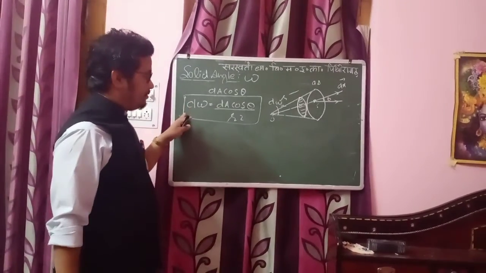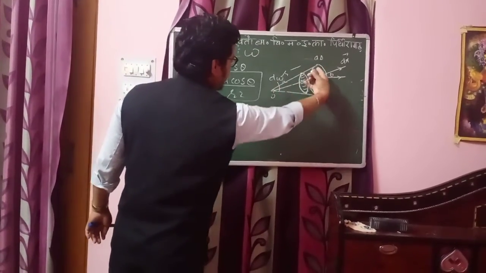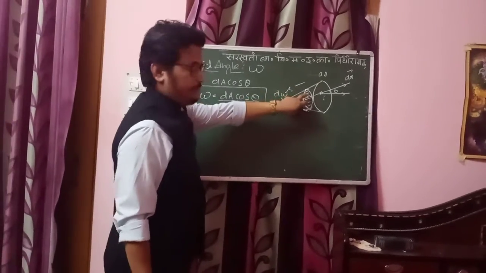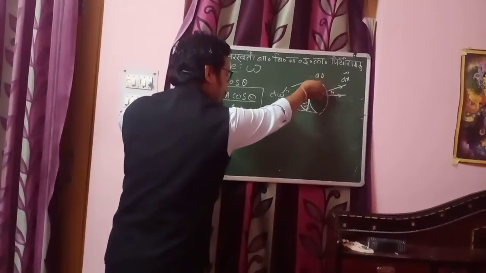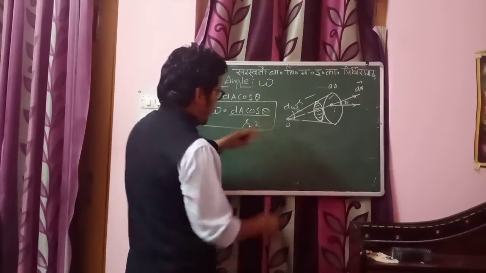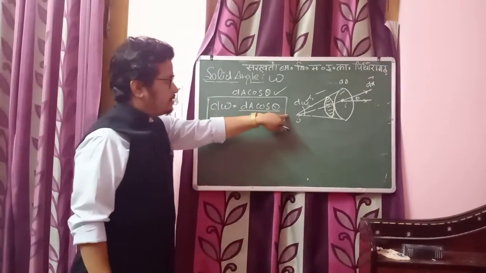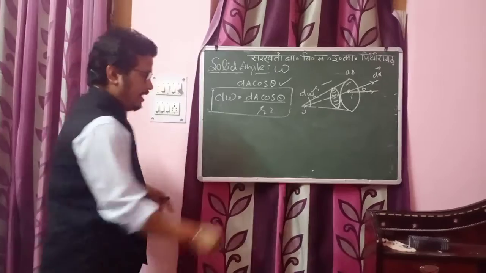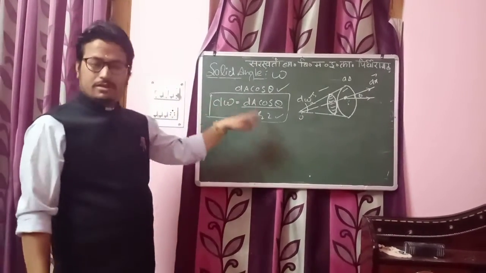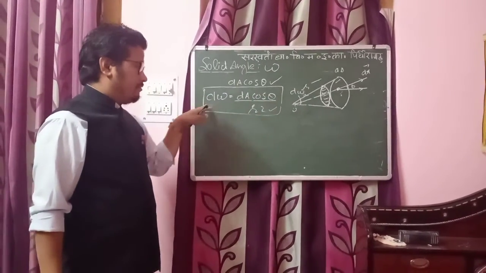I am again repeating this statement: if we draw a sphere of radius equal to this distance R, with O as its center, then the projection of this small area dA on the surface of this sphere will be dA cos theta. In that case, d omega equals dA cos theta upon R square, and this is the important formula. When we derive or prove Gauss's theorem, we will replace dA cos theta upon R square with d omega.